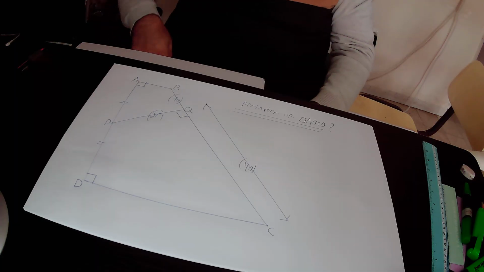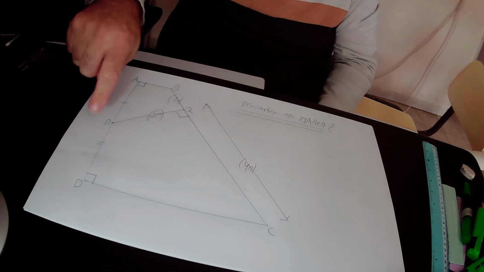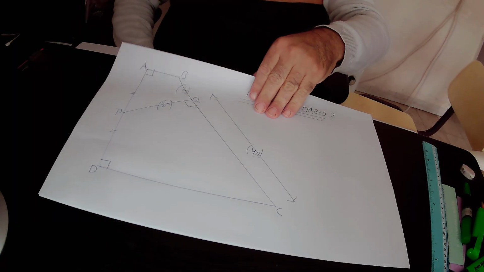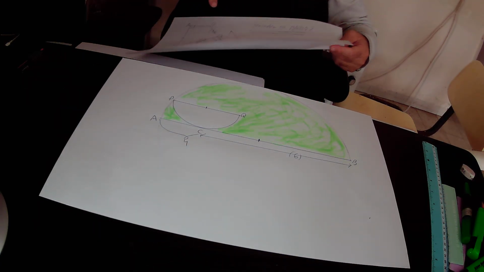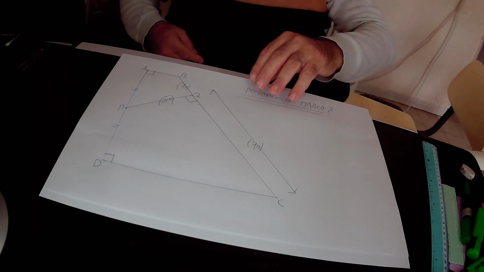Now in this lecture I will answer two questions. In the first question we find out the perimeter of this quadrilateral ABCD, and in the second question we find out the area of this green shape. So we'll start with the first question.